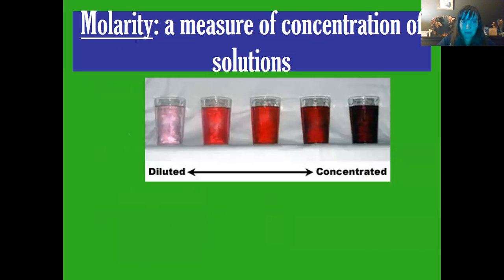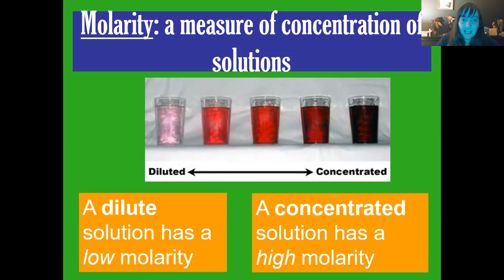The way we measure it in chemistry is usually not how many cans of concentrate to how many cans of water, but in molarity. Molarity is a measure of concentration of solutions. And if you're thinking that has to do with moles, you're right, it does. So in this picture, the more concentrated solutions are on the right, those are going to have higher molarity. And then over here, we've got the more dilute solutions. Those are going to have a lot lower molarity. So a dilute solution has low molarity, while a very concentrated solution has a higher molarity.